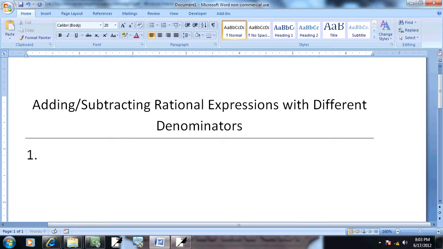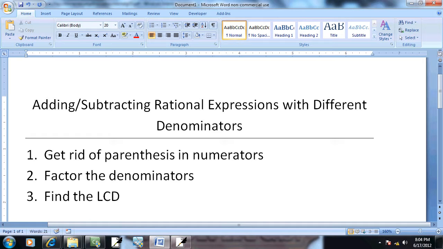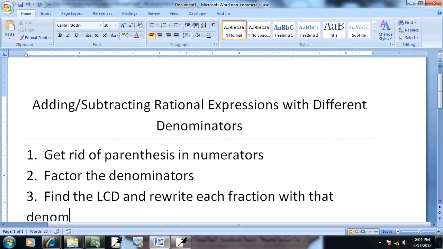First step, get rid of parentheses in the numerators, in the tops. Second step, factor the denominators, factor the bottoms. Step 3, find the least common denominator and rewrite each fraction with that denominator.